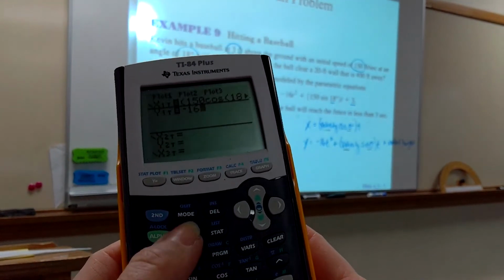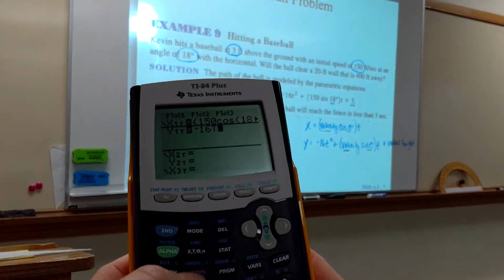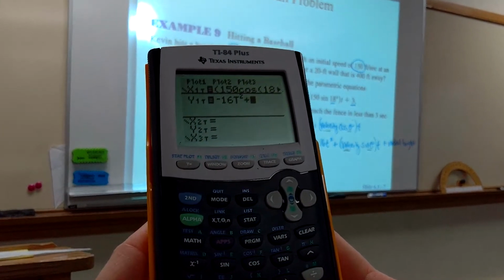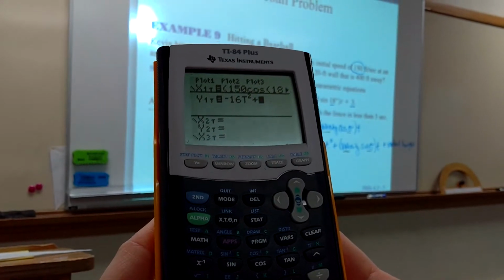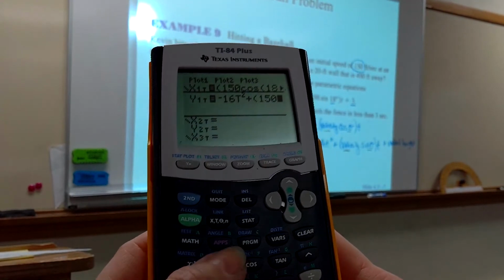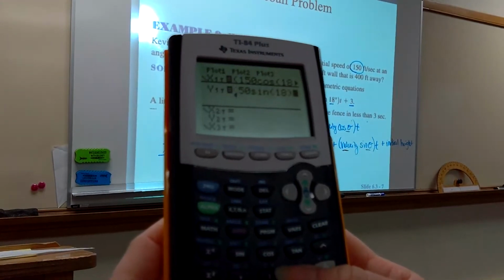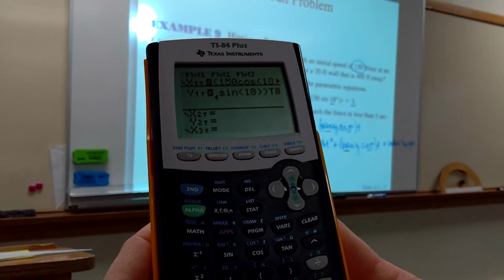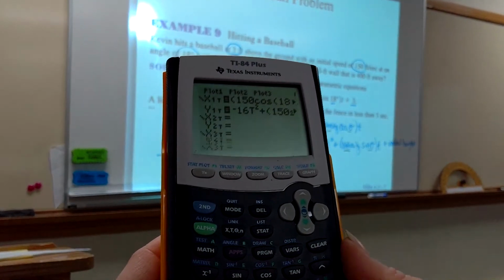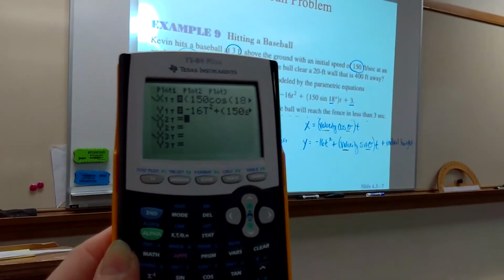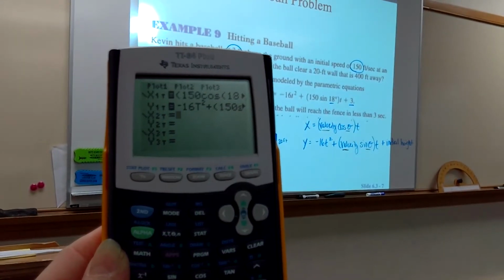Negative 16t, where t is on the x key like before, squared, plus, and then you do want to use parentheses again, 150 sine 18 parenthesis t plus 3. I think I got that. All right, so we are trying to get this so you can see it. We're not going to graph this, we're going to table this.